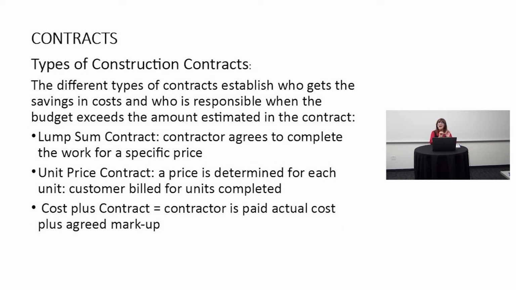Now, let's look at the types of construction contracts. The different types of contracts establish who gets the savings in costs and who is responsible when the budget exceeds the amount estimated in the contract. In a lump sum contract, this is the one we used, the contractor agrees to complete the work for a specific price. Now, let me tell you the good and the bad of that.